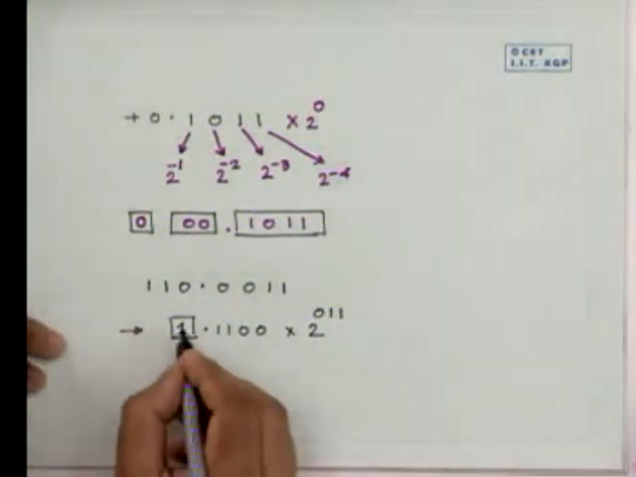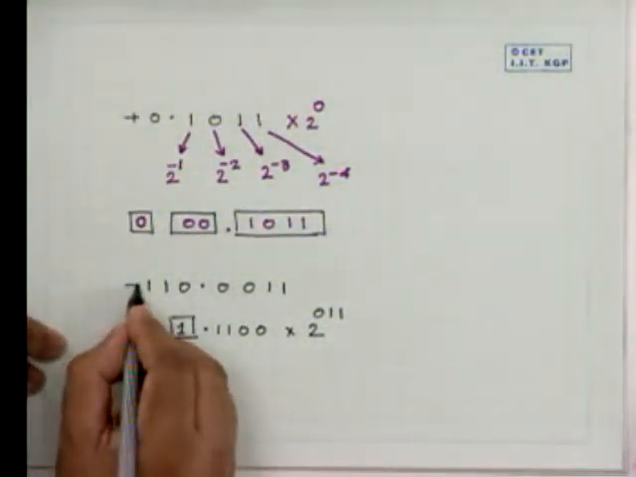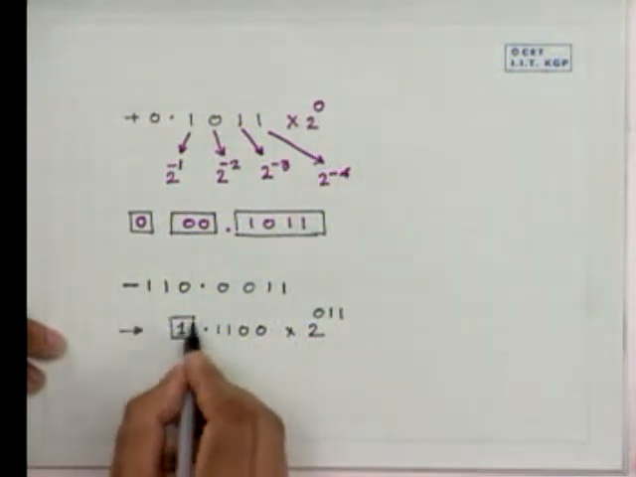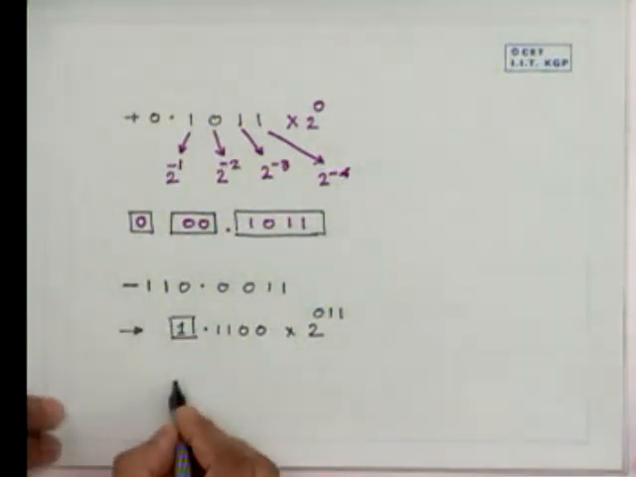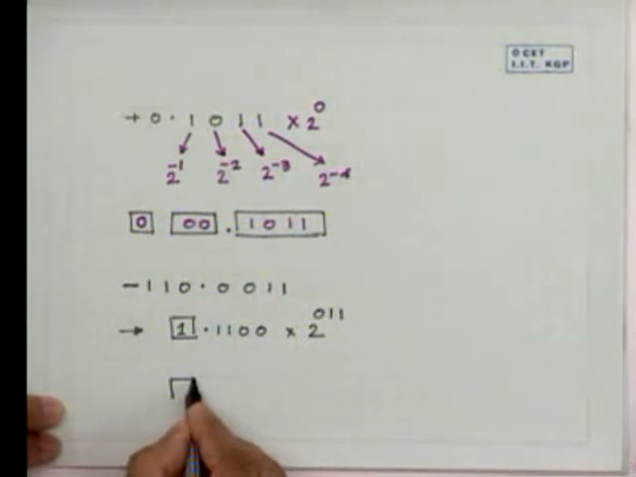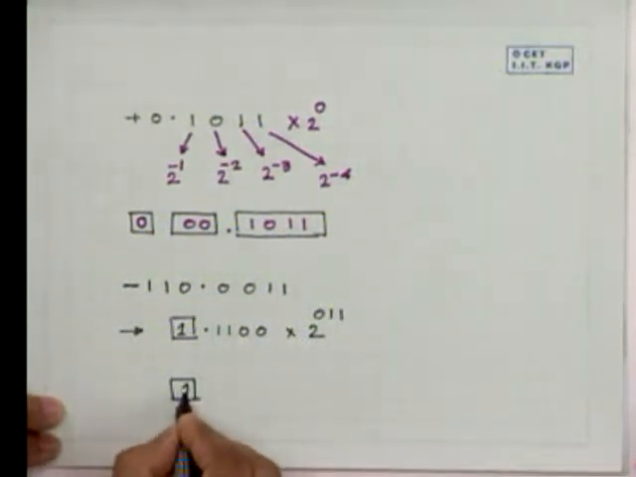Let's take this as a negative number. Therefore, the sign is negative here, and therefore we have the representation here as 1.